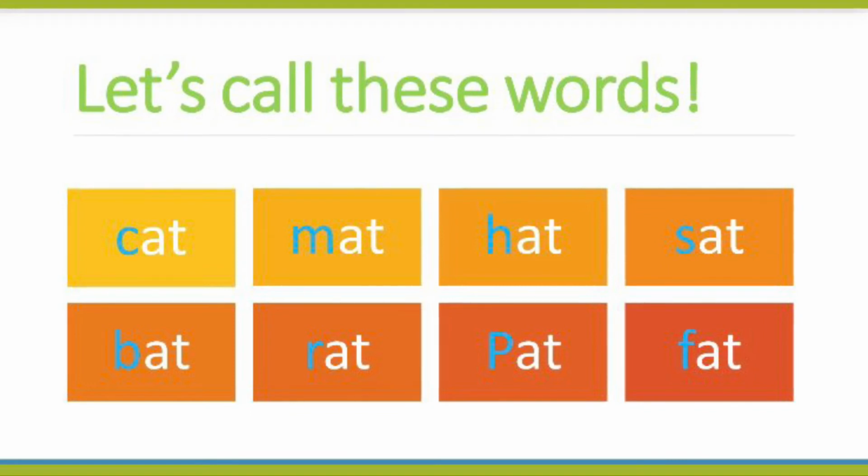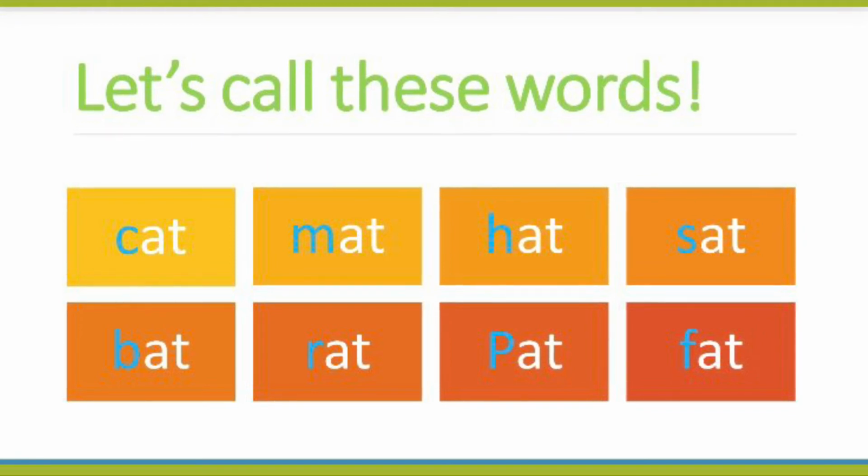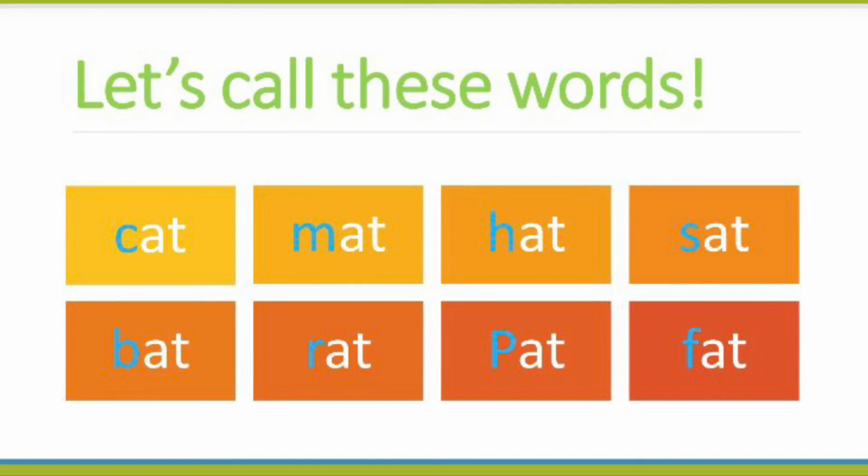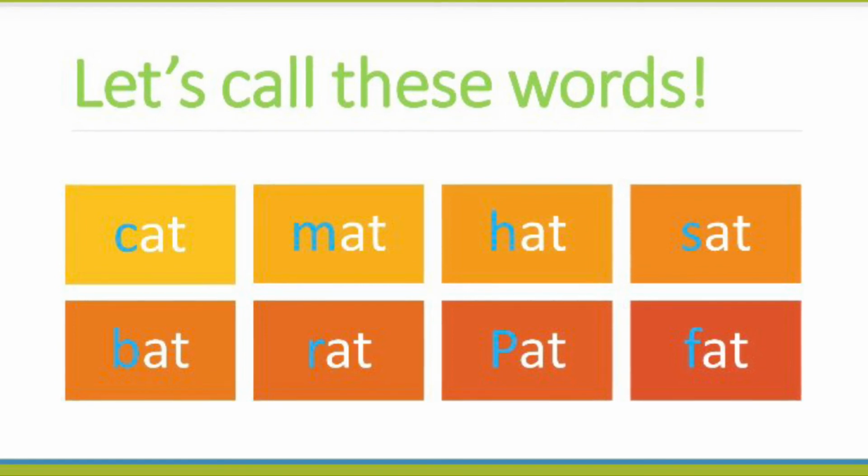Let's call these words, everybody. Are you ready? C-A-T, cat. M-A-T, mat. H-A-T, hat. S-A-T, sat. B-A-T, bat. R-A-T, rat. P-A-T, pat. And F-A-T, fat. So what's B-A-T? That is bat. Fantastic. How about M-A-T? Mat. Brilliant. How about C-A-T?